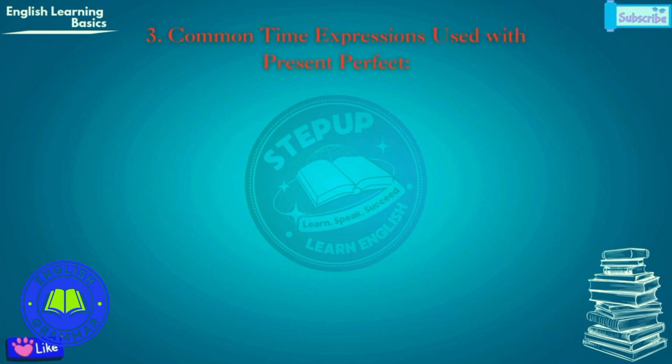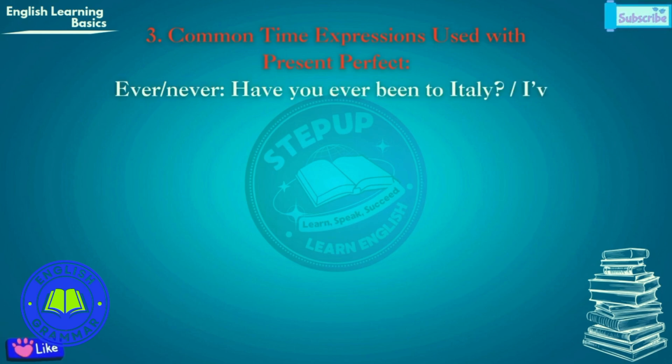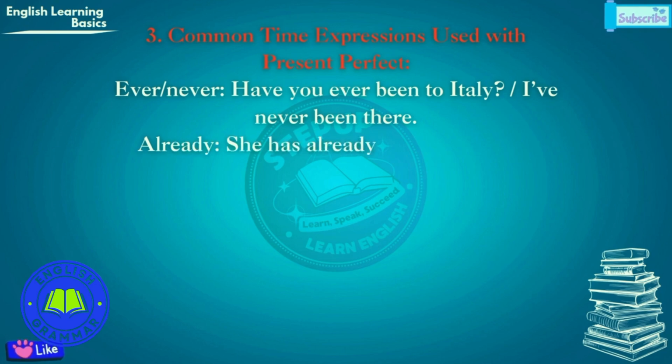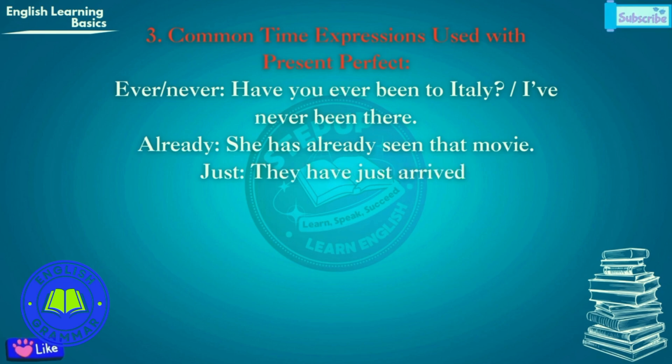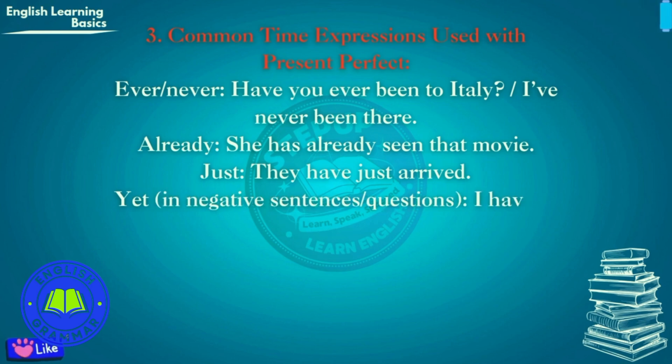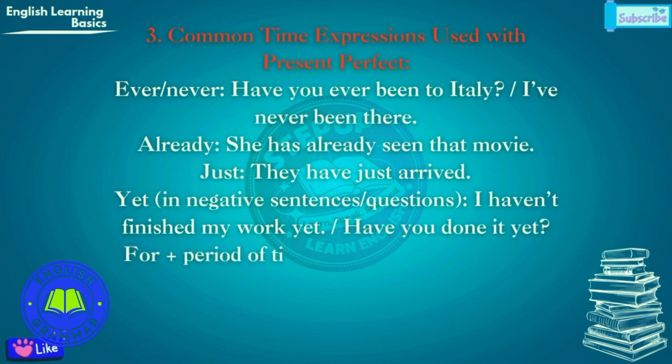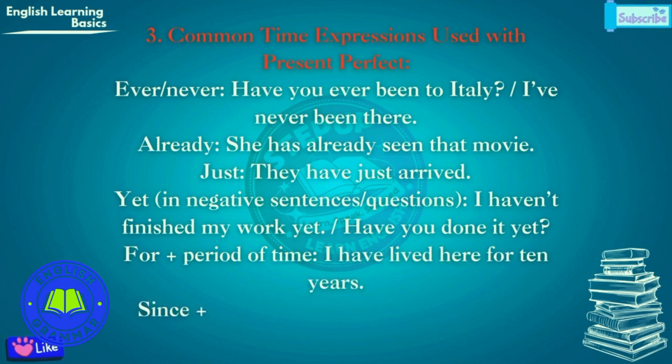3. Common time expressions used with present perfect. Ever, never: Have you ever been to Italy? I've never been there. Already: she has already seen that movie. Just: they have just arrived. Yet, in negative sentences and questions: I haven't finished my work yet. Have you done it yet? For plus period of time: I have lived here for 10 years. Since plus point in time: he has worked here since 2020.